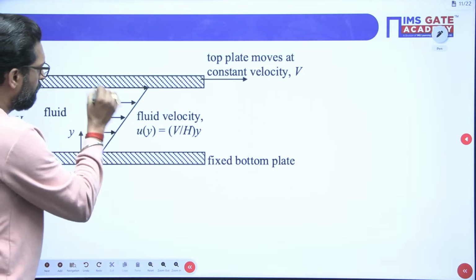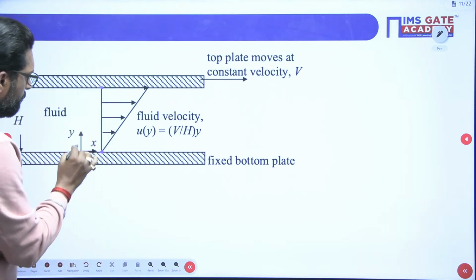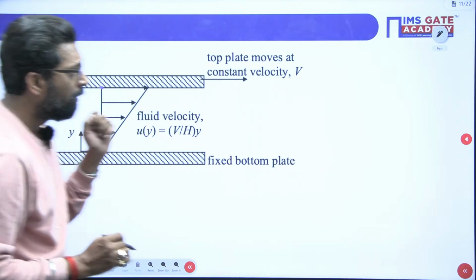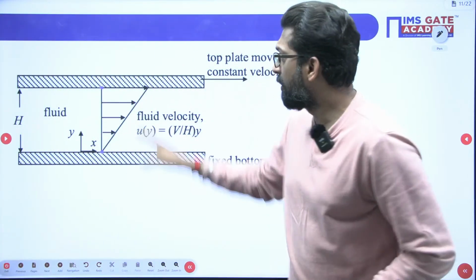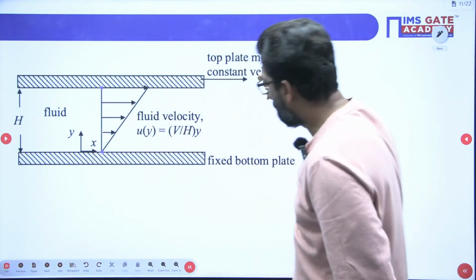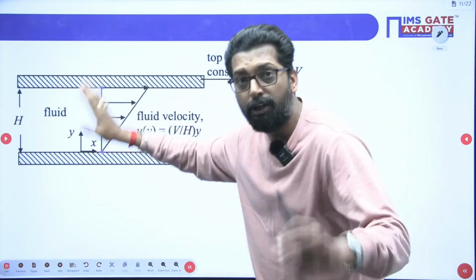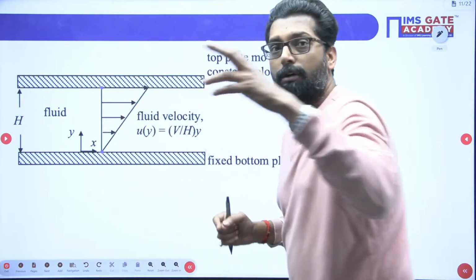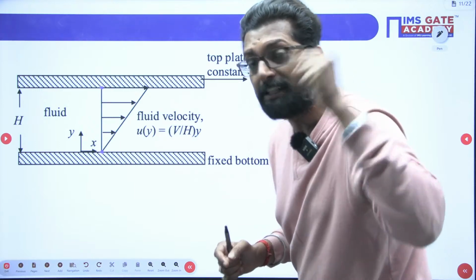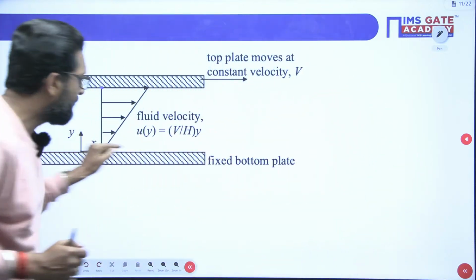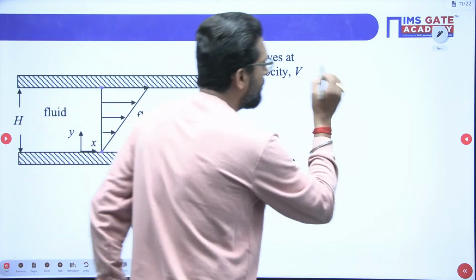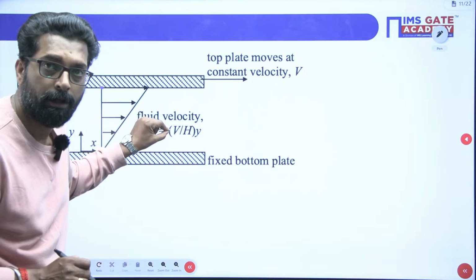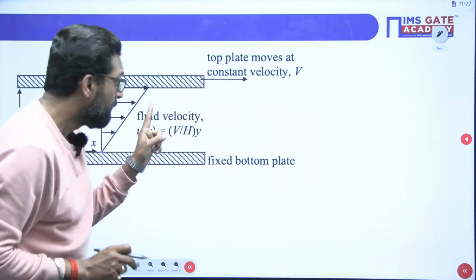So now, my dear, this is your y direction. That means the y direction is perpendicular to that plate. So if you move that plate, there must be an induced velocity field. Now, how to define that velocity field? That is important. See, this is your x direction. So we have to take the velocity of any point within the fluid in the x direction.